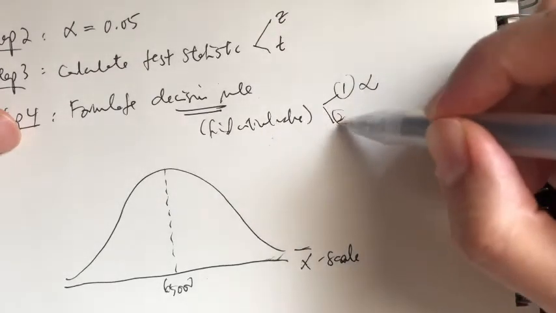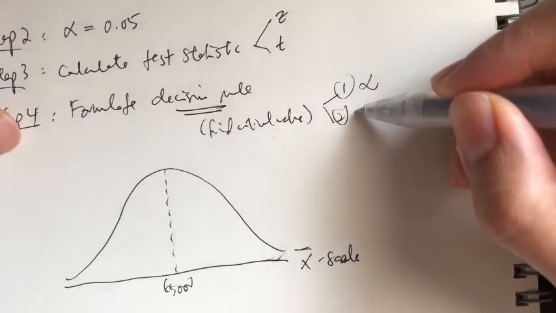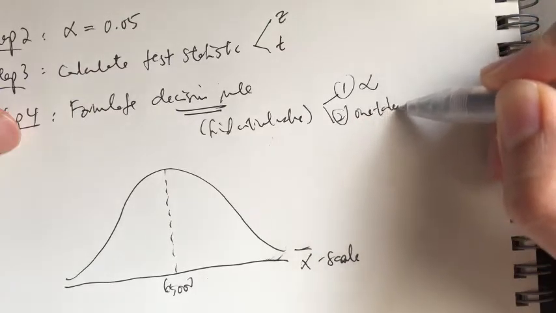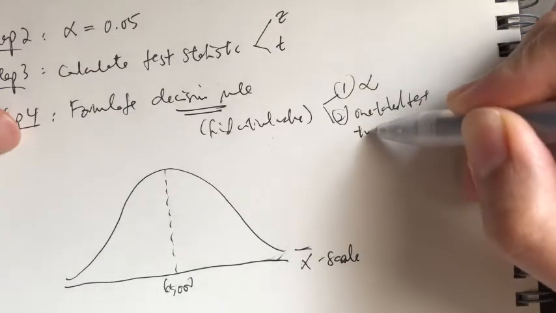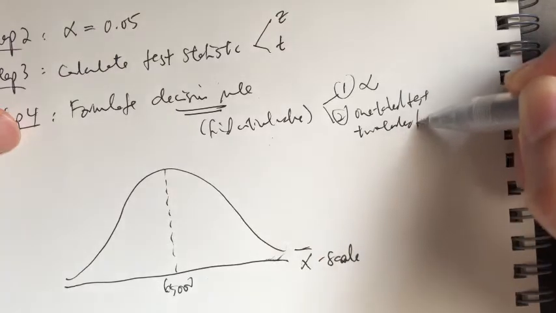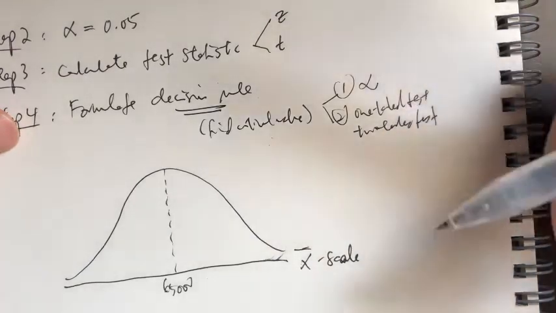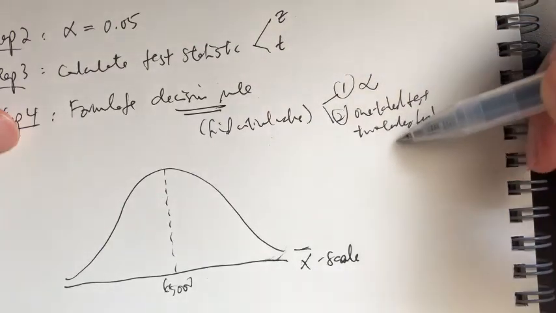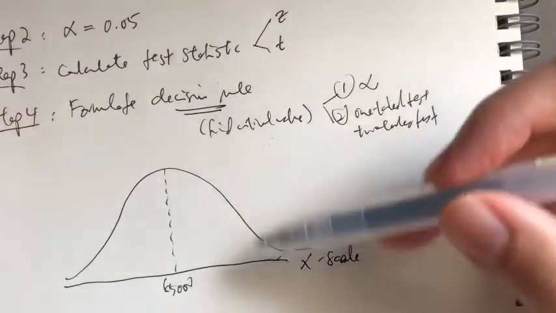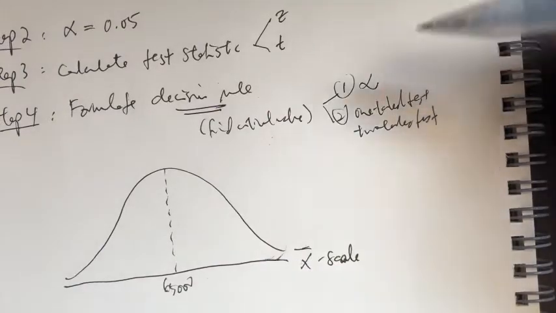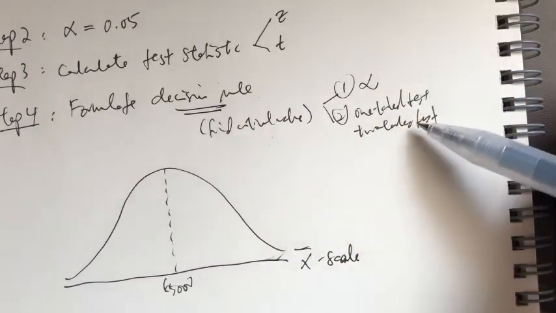And secondly, we need to know whether our test is a one-tailed test or a two-tailed test. Okay, what does that mean? A one-tailed test means we only have one rejection area. Two-tailed test means we have two rejection areas, okay? So now how do we know what our tail is?